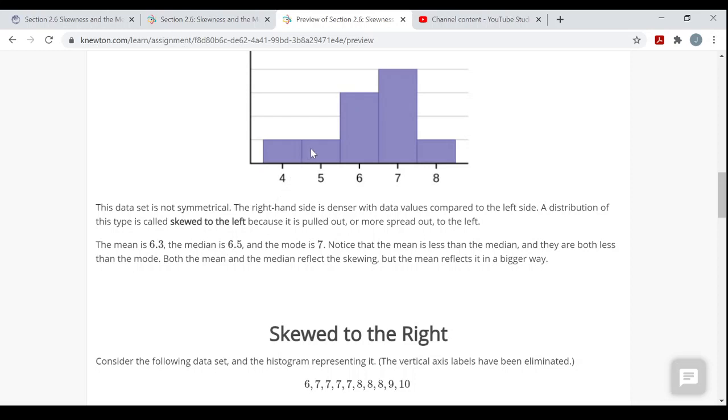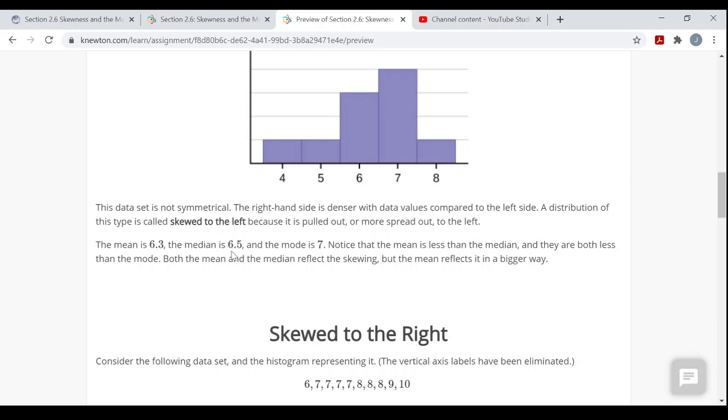Because remember how outliers affect the mean more than the median? So if you have more lesser values, more values out to the left like this, where it's stretched out to the left, then the mean will be stretched out further left as well, and the median won't be as affected as much.